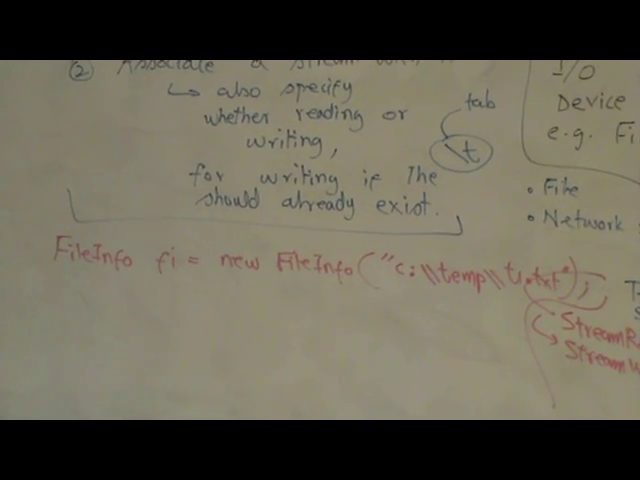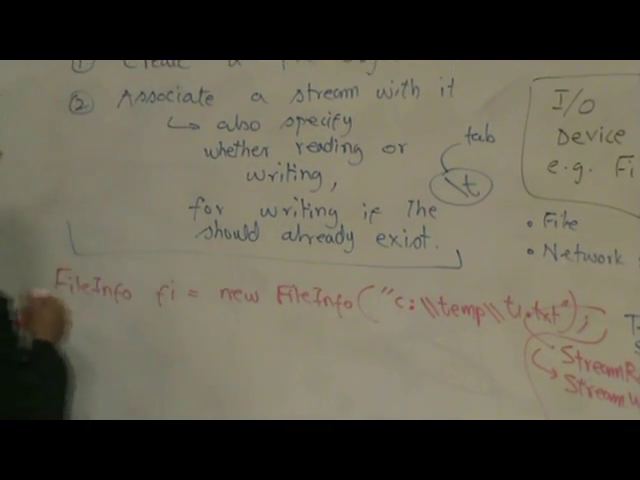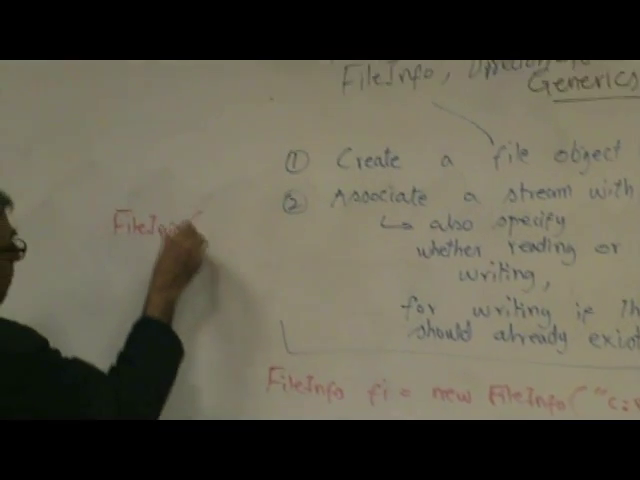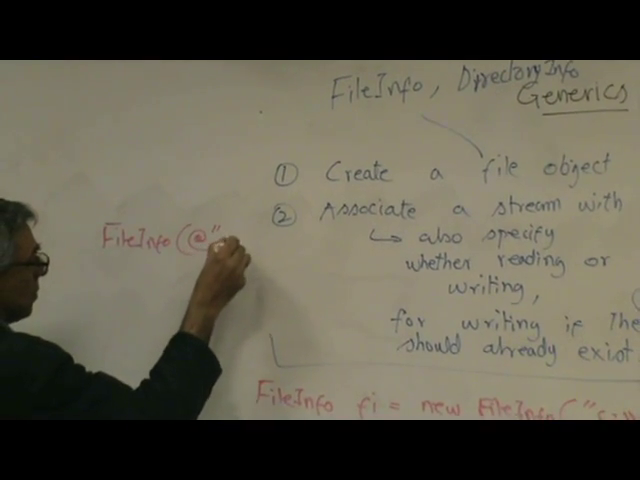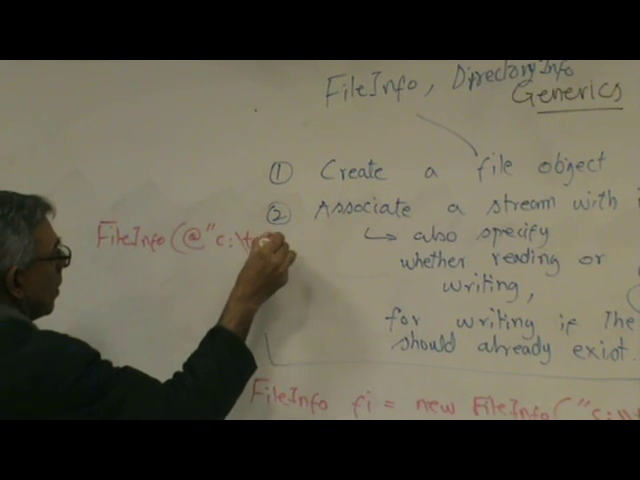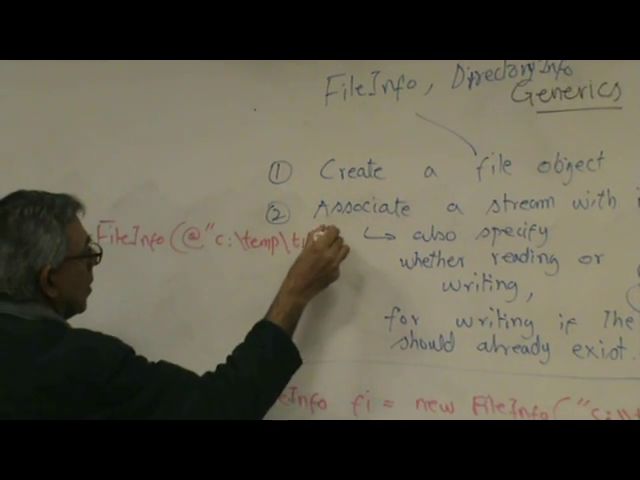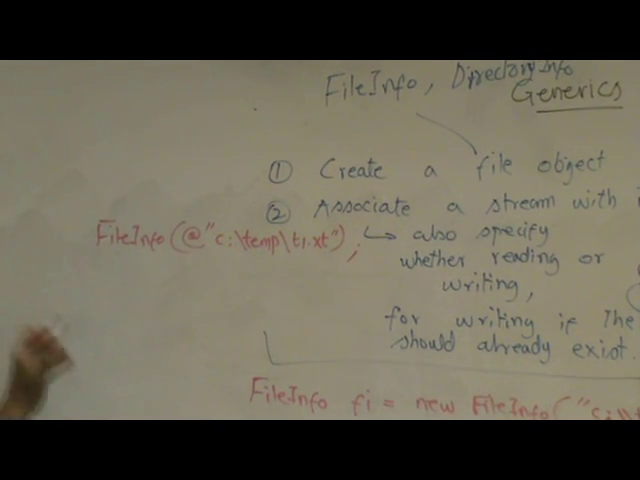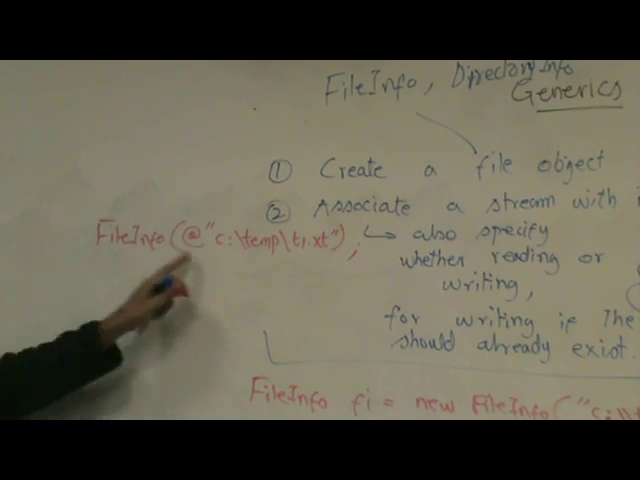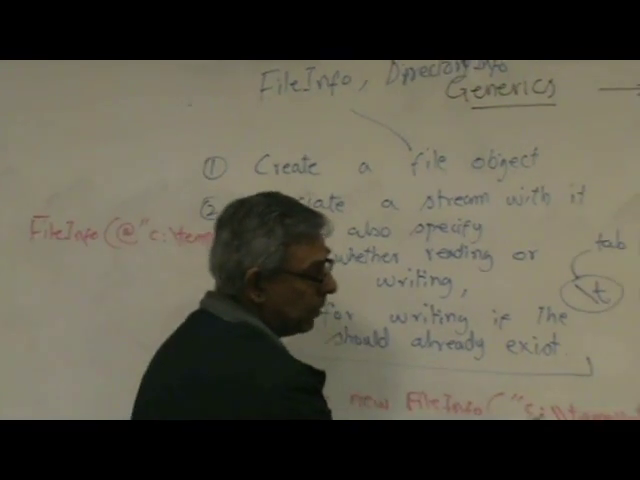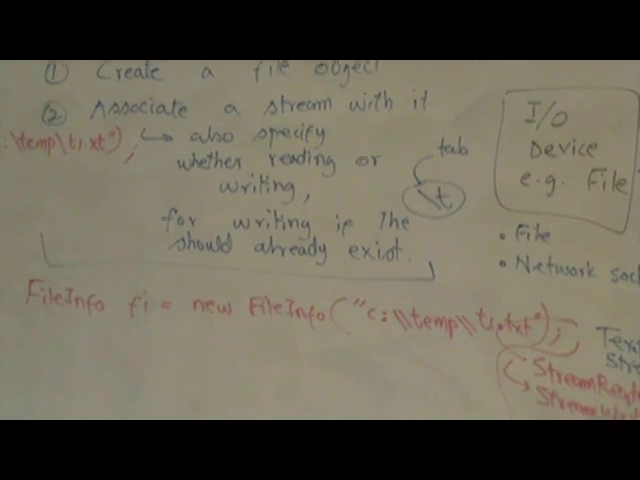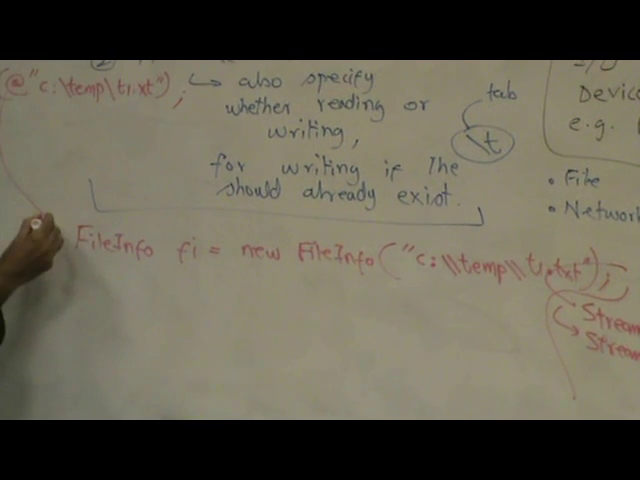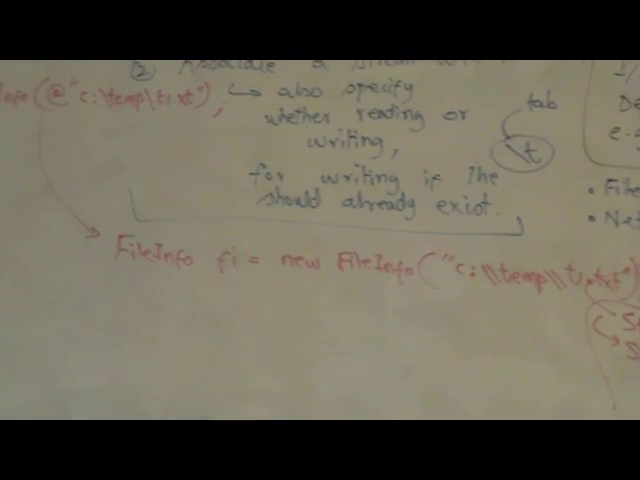In C# you have another option. If before the string, we put the @ sign, so we could have also said something like this: FileInfo @ sign. Once you put the @ sign, that means treat backslash literally as a backslash. Okay, so if you don't put the @ sign, then anywhere you need 1 backslash, you use 2 backslashes, right? Okay, so anyway, this is basically creating our file object or FileInfo object.